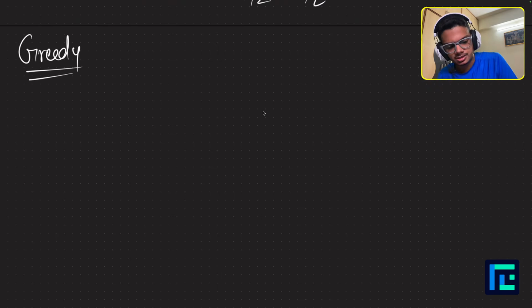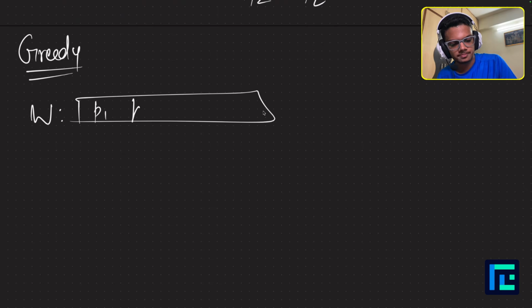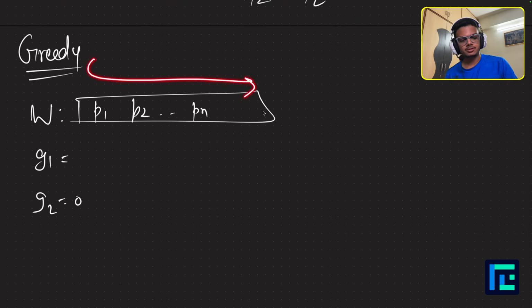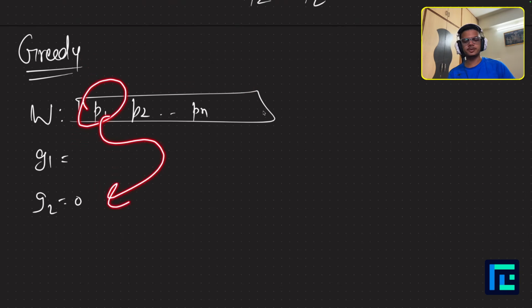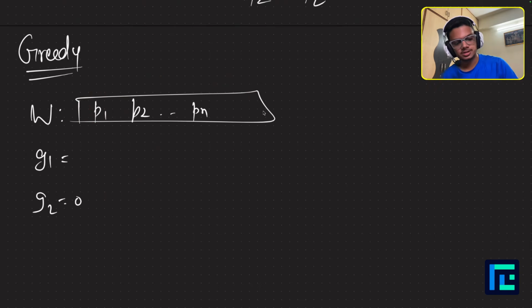Maybe we have this weights array w, and we have the weights p1, p2, and so on till pn. Maybe we can initialize two group sums g1 and g2 to be 0. We can just go through the array, and we can assign a given element to a group depending on which group value is less.